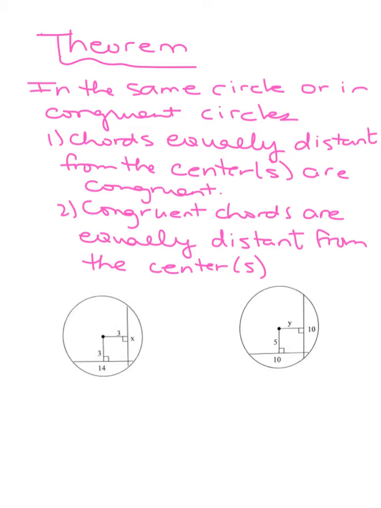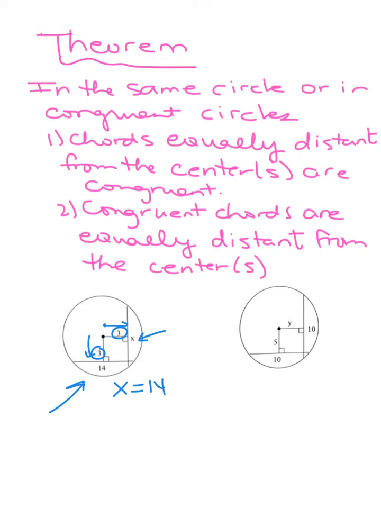Our next theorem states in the same circle or in congruent circles, two things occur. Number one, chords equally distant from the center or centers are congruent. And the converse of that, congruent chords are equally distant from the center or centers. So in our first example, I notice from the center to this chord has a measurement of 3. From the center to this chord also has a measurement of 3. So that means the chords are congruent, so x has a value of 14.